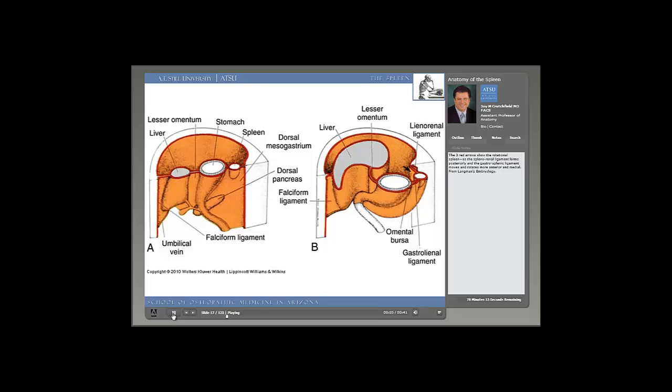Note the spleen and the dorsal mesogastrium, and how it begins to rotate and form the ligaments between the spleen and the retroperitoneum. Even though it's called the lieno-renal ligament, it's not really connected to the kidney proper. It's mostly just a ligament, a thin connective tissue sheath encompassing the spleen and joining the spleen to the retroperitoneum. The same is true of the ligament joining the stomach and the spleen, the gastrosplenic ligament. We'll look at these closer in just a minute.